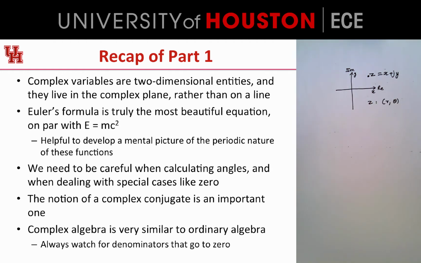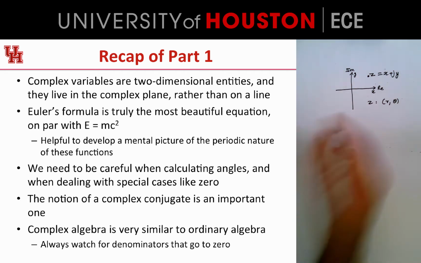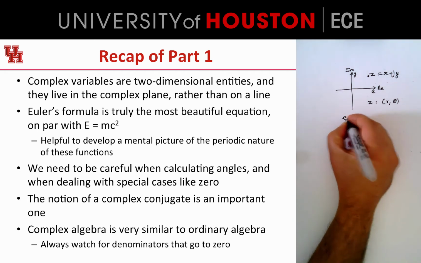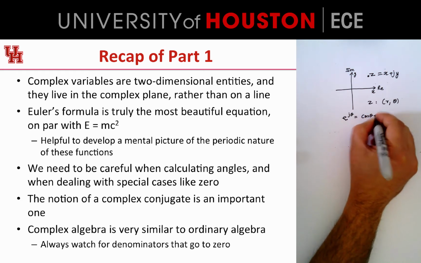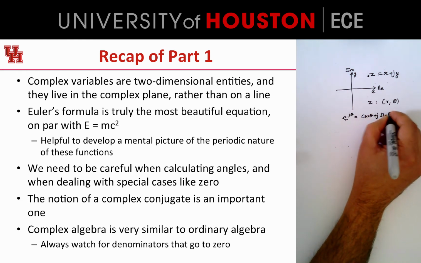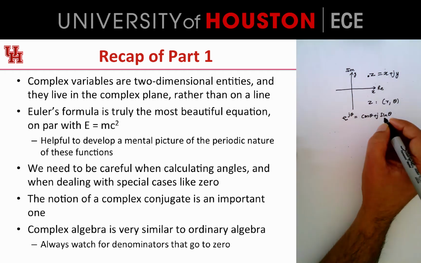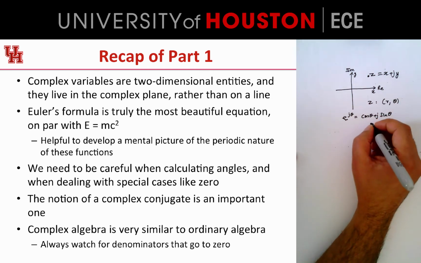Now, Euler's formula is another formula that we introduced last time, which is e to the j theta equals cosine of theta plus j sine of theta. It is one of the most beautiful formulas that I've ever seen, okay? It's right up there in my books with E equals mc squared.